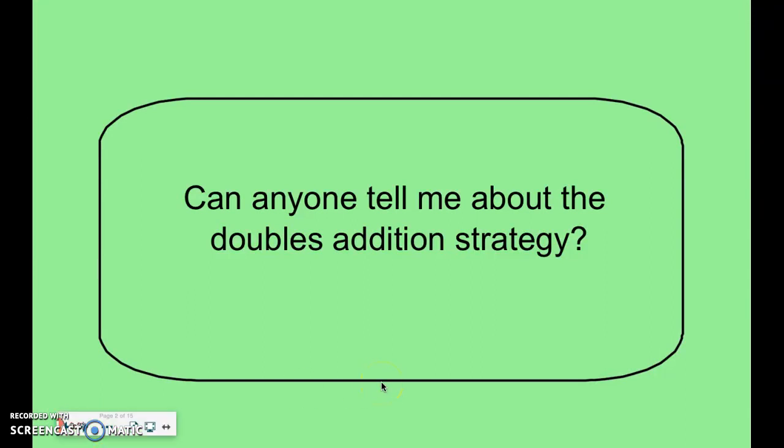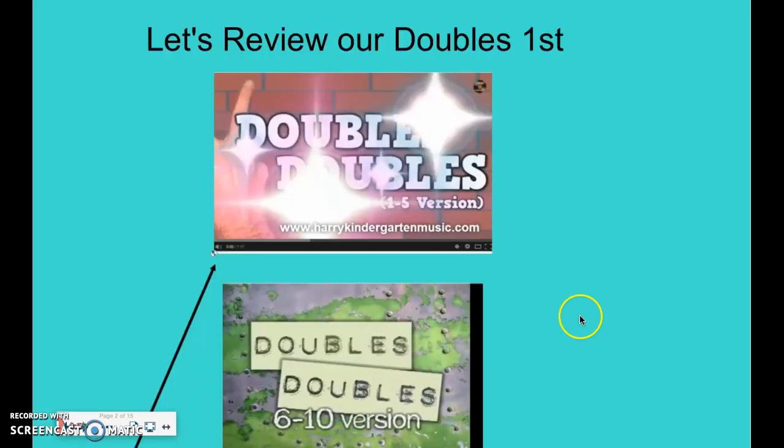So I would start by asking the class, can anyone tell me about the doubles addition strategy? We would have just previously reviewed doubles and gone over that, and so hopefully I would get some answers just to start getting kids thinking that we're going to be talking about doubles. And then if everyone seemed like they knew what was going on, then maybe we wouldn't watch these videos, but we probably would. So we have a doubles video, which is the doubles 1 through 5. And so I'll click on the link.